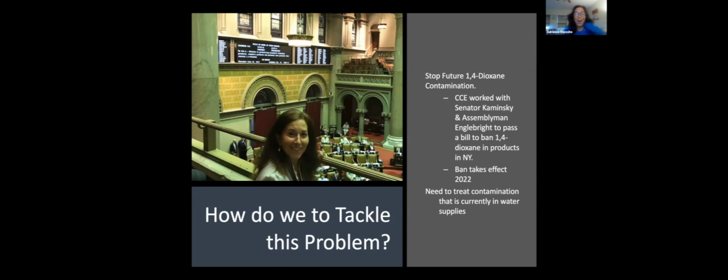So from this shopper's guide that we produced, it actually created a very big stir within the public. The public wants to know why they're bathing and washing their hands and washing dishes and bathing their children in this highly toxic chemical. And so we worked with, in New York, our state Senate and Assembly, particularly the chair of the state Senate Environment Committee, Senator Todd Kaminsky, and the chair of the Assembly Environment Committee, Assemblyman Engelbright, to pass legislation that bans 1,4-dioxane in products in New York.